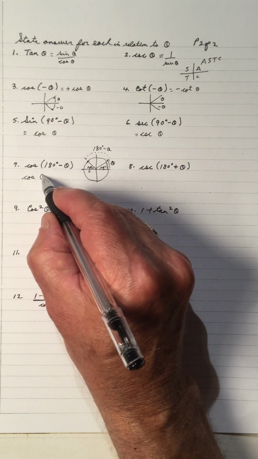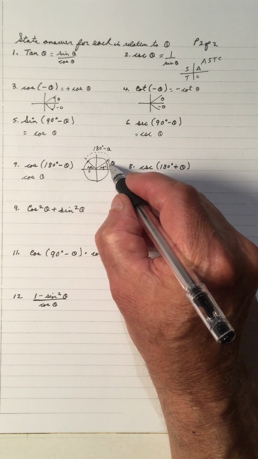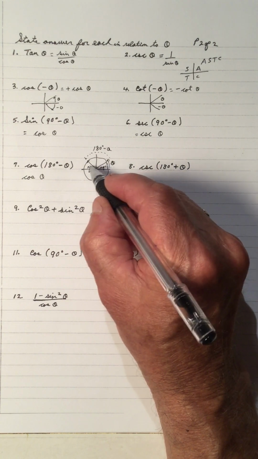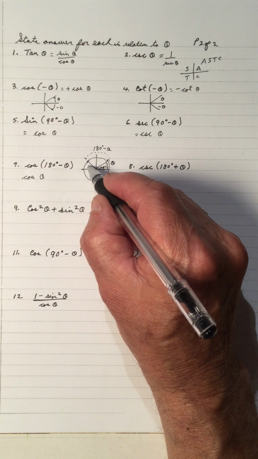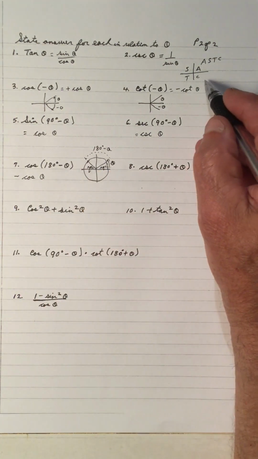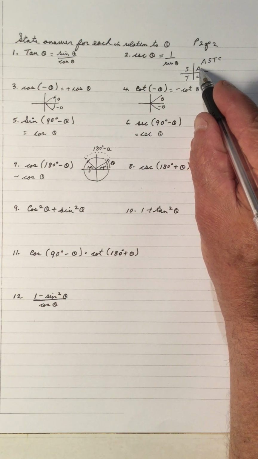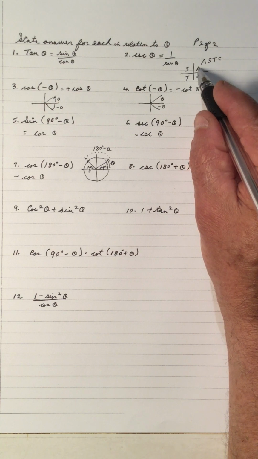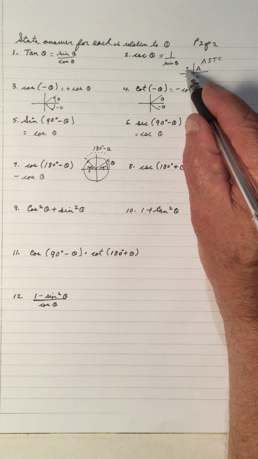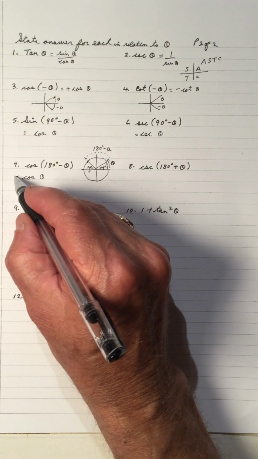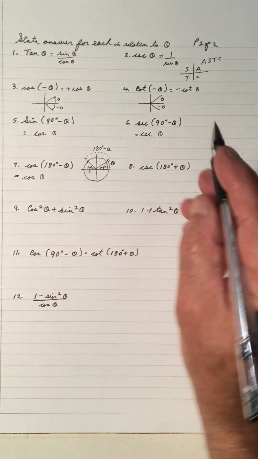So that's cos of theta. So let's look at it. What is cos in the first quadrant? Positive. And what's cos in the second quadrant? Negative. So cos is positive in 1 and right here. Cos is positive in 1 and 4, negative in 2 and 3. So that's why that's negative cos theta.